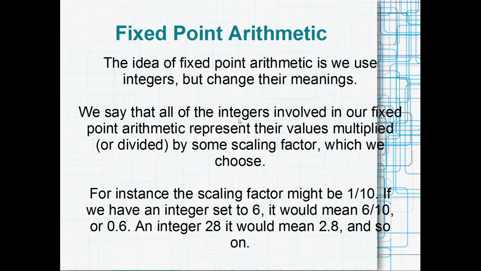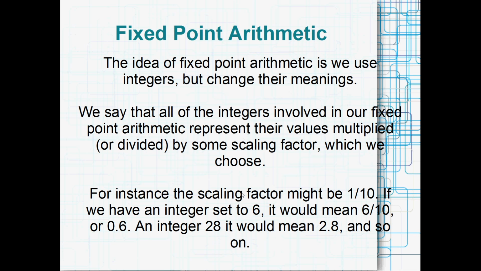So what we do with fixed point arithmetic is we say that the integers involved in our fixed point calculation mean themselves multiplied or divided by some scaling factor. And we, the programmer, we choose that scaling factor. So that middle paragraph there is really what it's all about. We're just changing the way that we read the values of a bunch of integers.